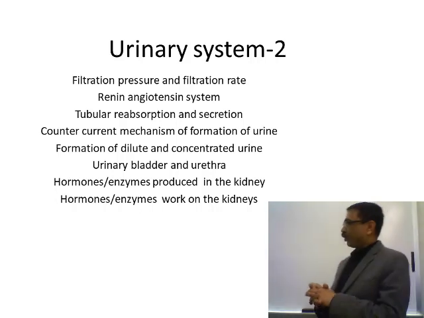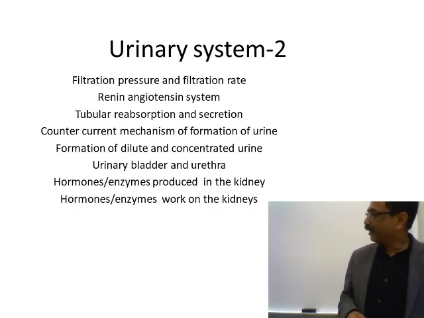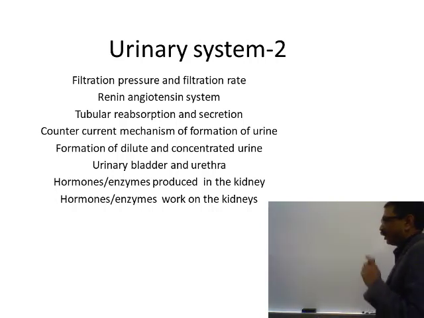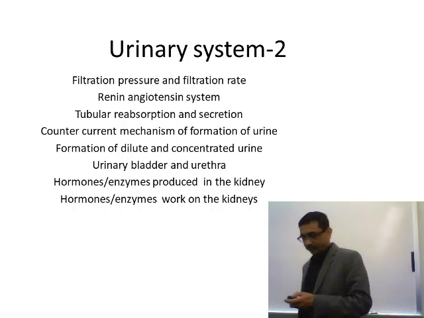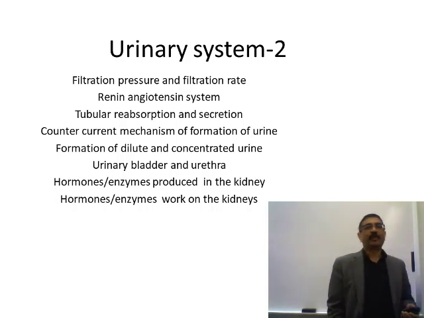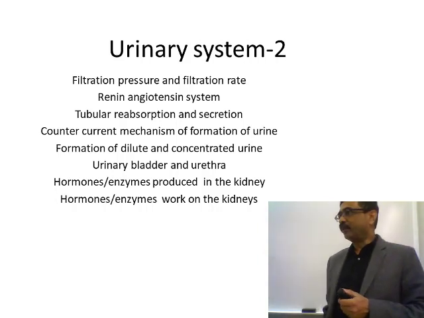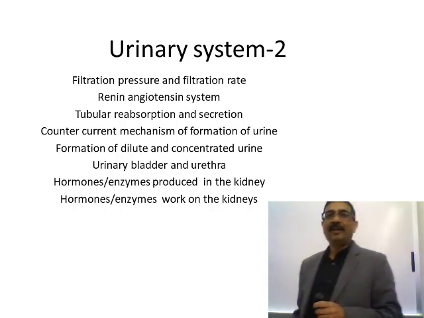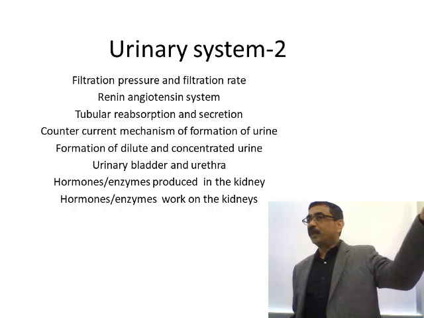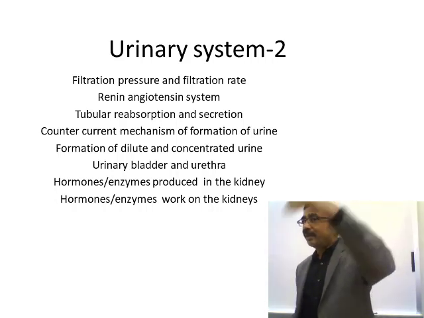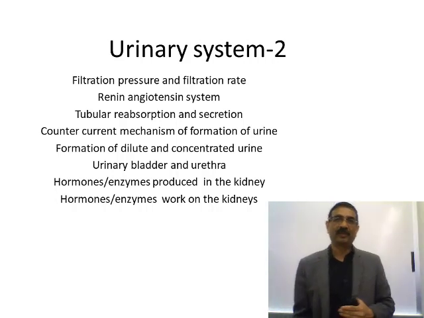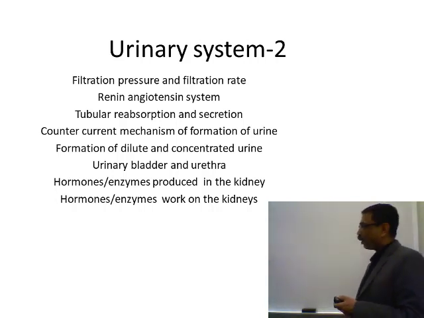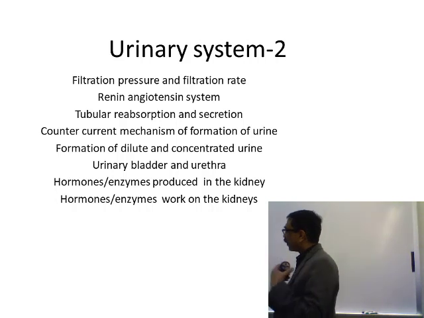and hormones produced by the kidney and hormones that work on the kidneys. Two different things. So kidneys produce a couple of important hormones. So we'll see which hormones are produced by the kidneys, and some hormones are produced outside of the kidney but work on the kidneys. So we'll see which hormones come from outside and work on the kidneys.